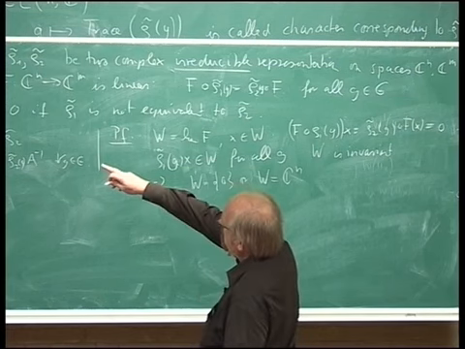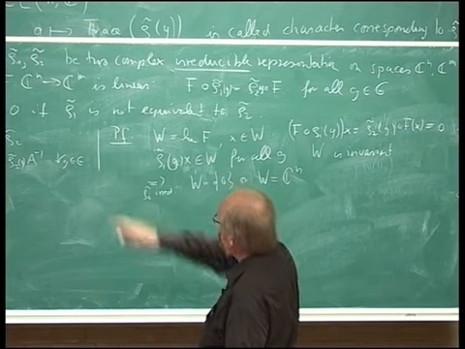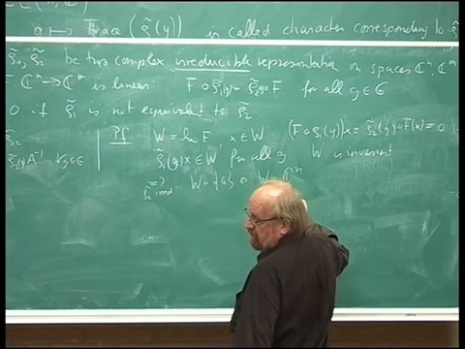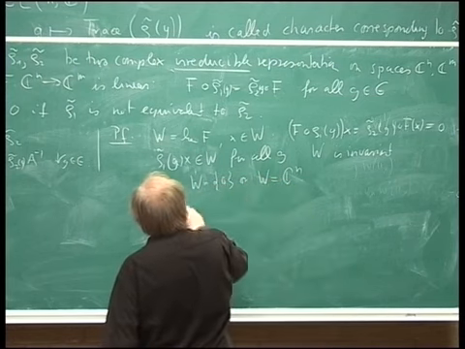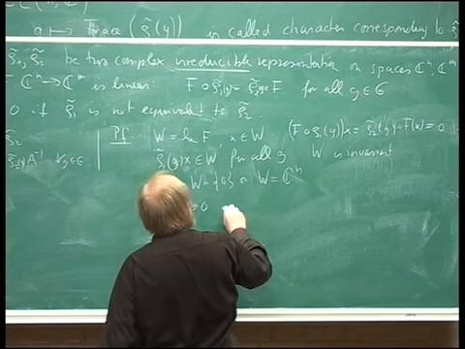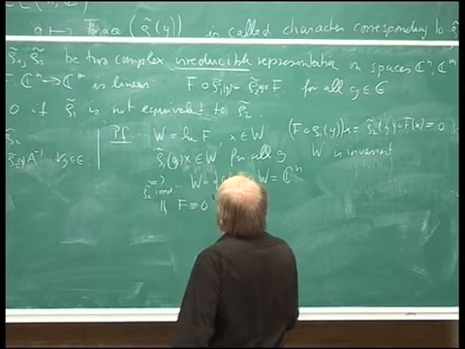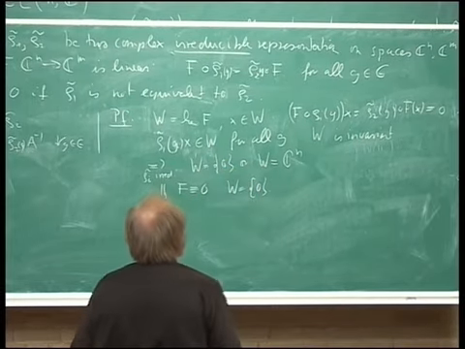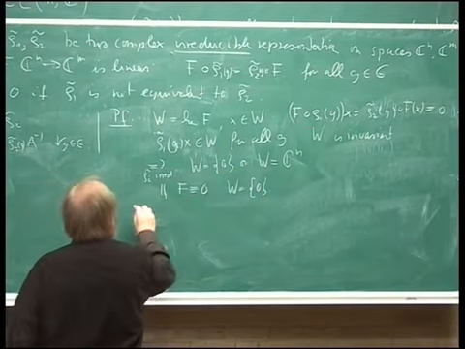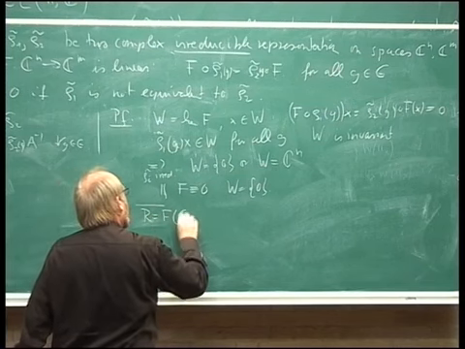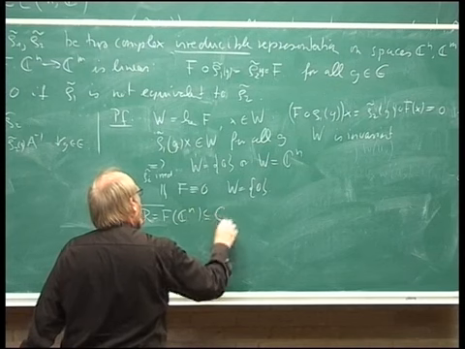So, of course, I assume that F is not 0. If F is not 0, this case is excluded. If F is not identically 0, W is to be 0. And then I denote by R the range of F in Cn.